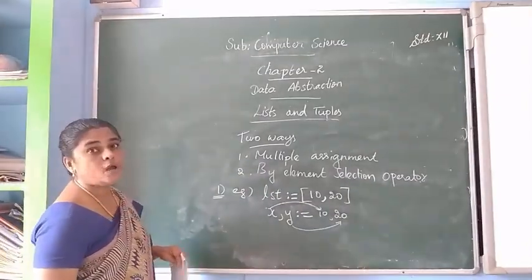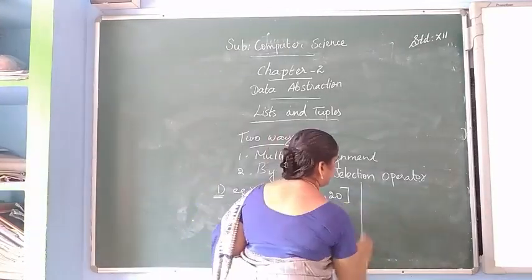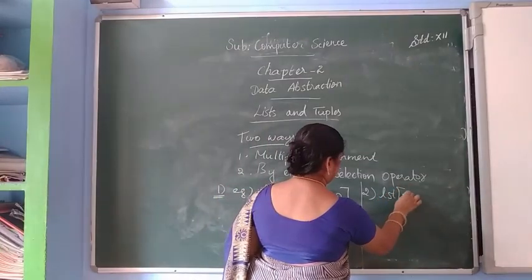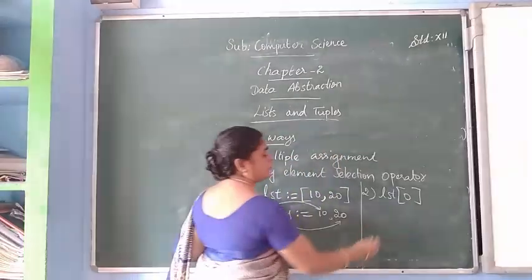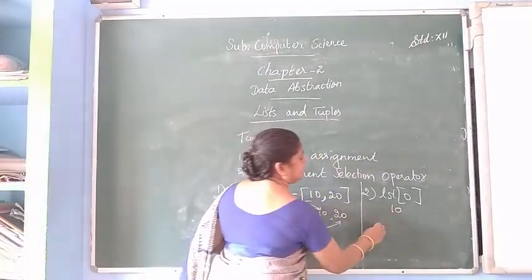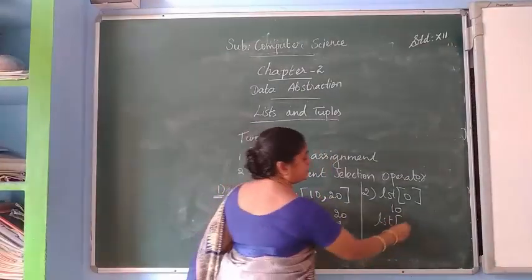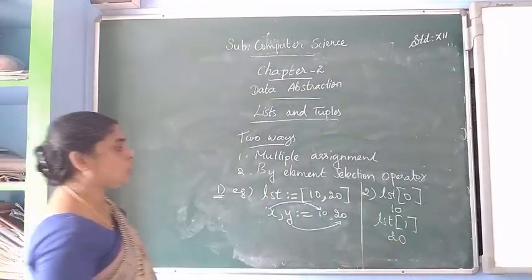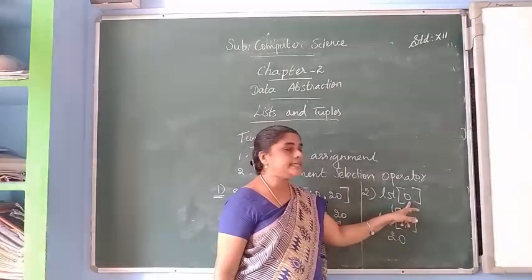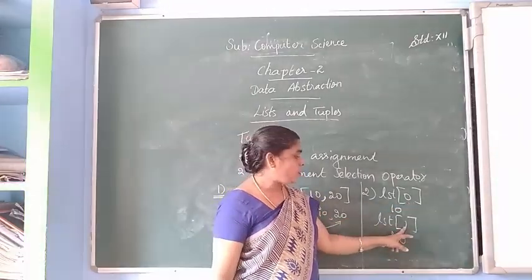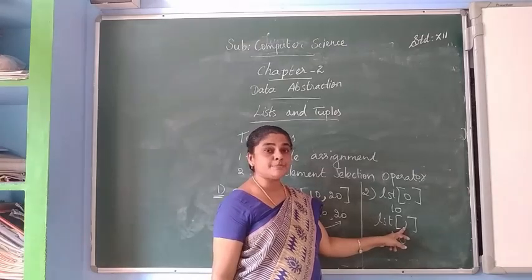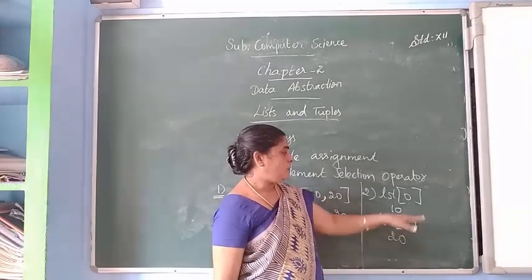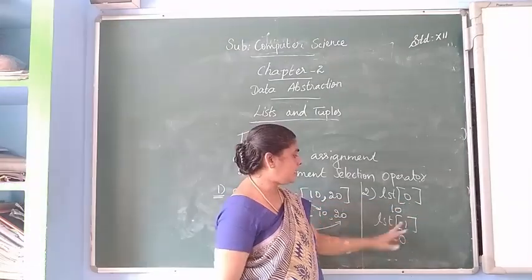See, by element selection operator is LST square bracket 0, the first value. Then LST of 1, the second value. This is by element selection. Within the square bracket you have written 0. This is the index value. Here 1 is the index value. In C++ arrays we have studied about the index value. The index value starts from 0. This is the index value 0 and 1.